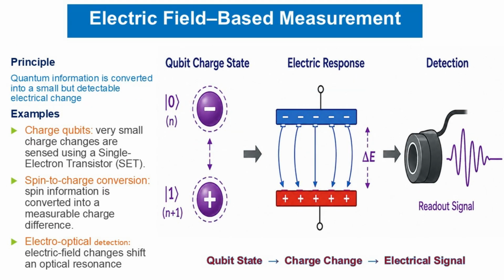Next is electric or charge-based measurement. Here, quantum information produces a very small electrical or charge change. As shown in the figure, the qubit state produces a charge response, which is converted into an electrical signal. For charge qubits, a single electron transistor can detect very small charge changes. Spin information can also be converted into a measurable charge difference. So the basic flow is qubit state, charge change, electrical signal.